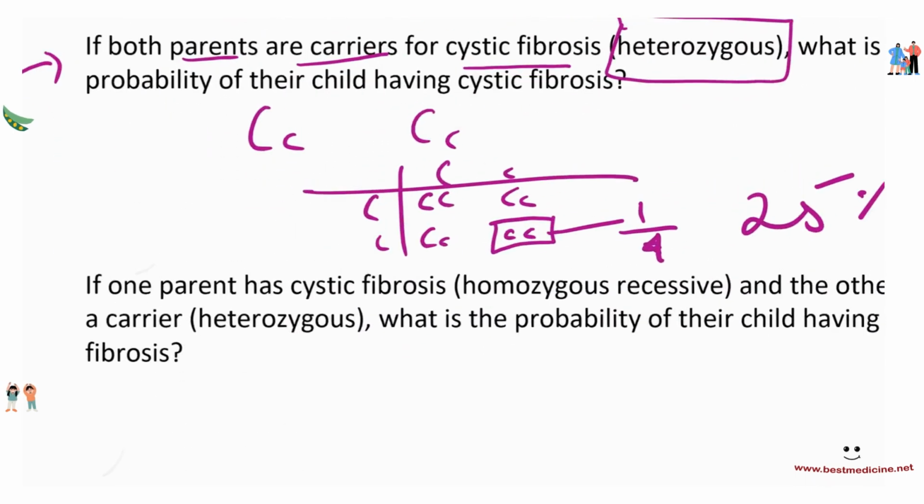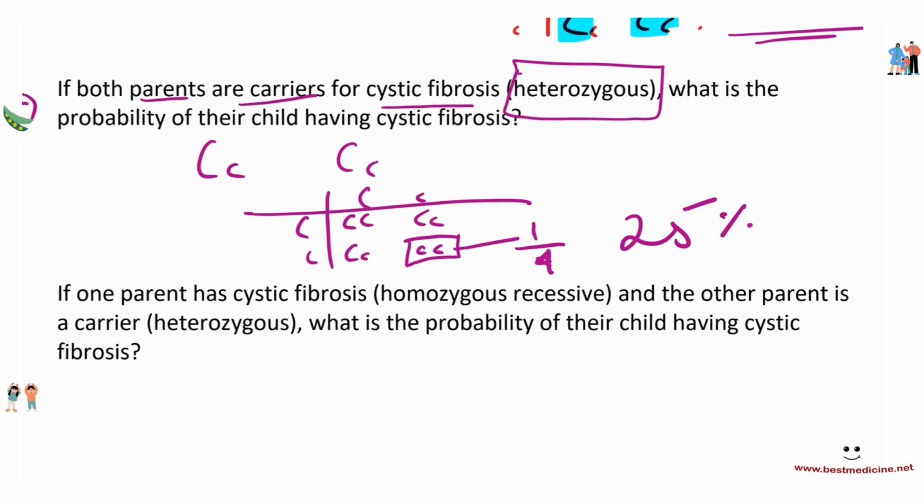Question is, if one parent has cystic fibrosis and the other parent is a carrier, what is the probability of their child having cystic fibrosis? Let's try to do this. So this is very easy.